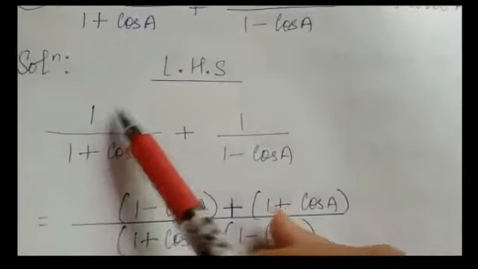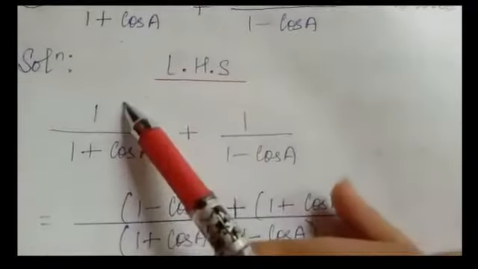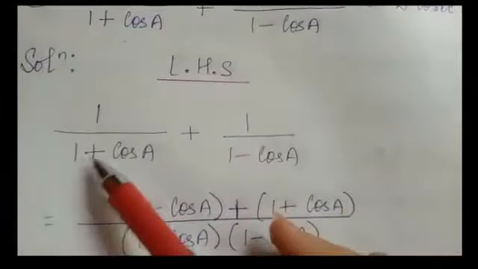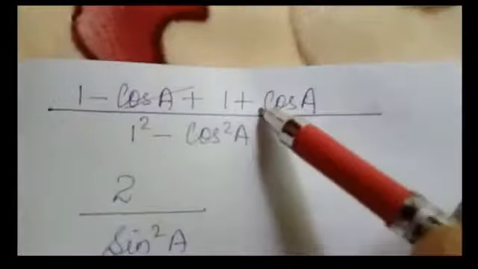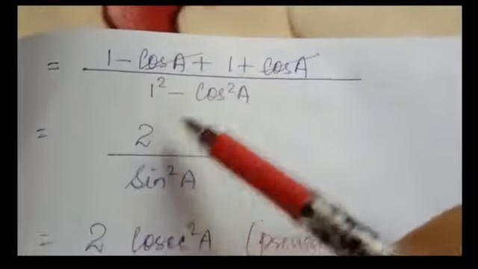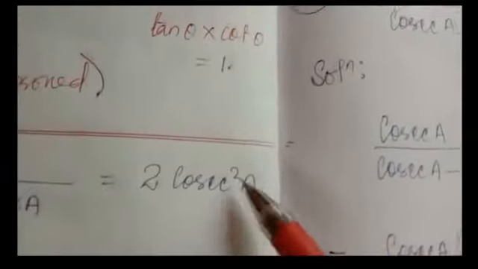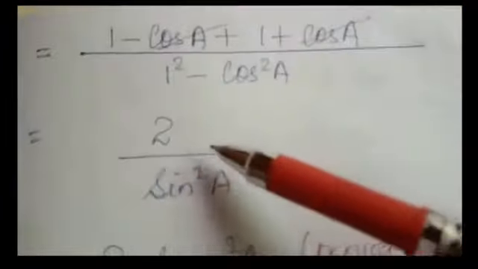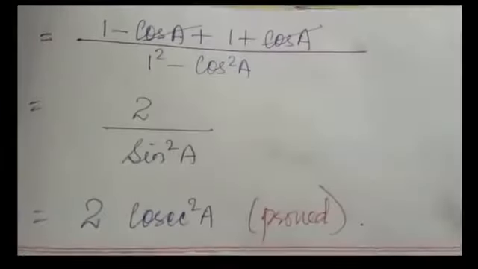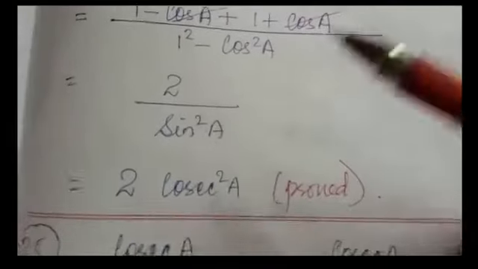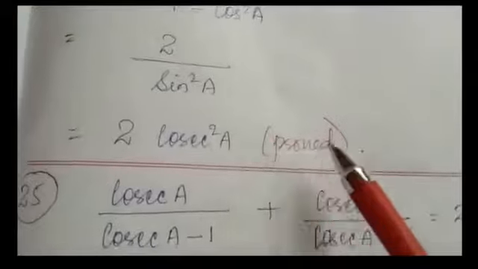So this 1 will be multiplied by 1 minus cos a, and this 1 will be multiplied by 1 plus cos a. Next we will open the bracket. Then cos a cancels. So 1 plus 1 is 2 by sine square a. But our right hand side is cosec square a, and we know 1 by sine square is cosec square because they are reciprocal. So it is proved.